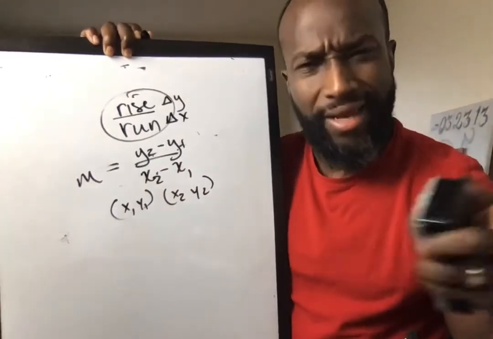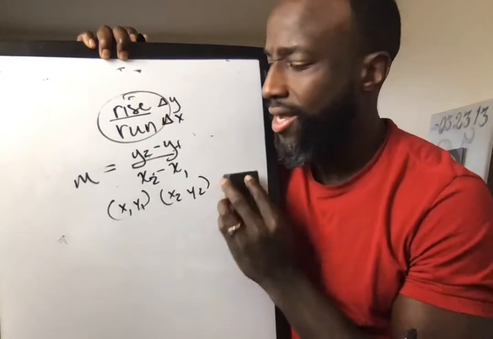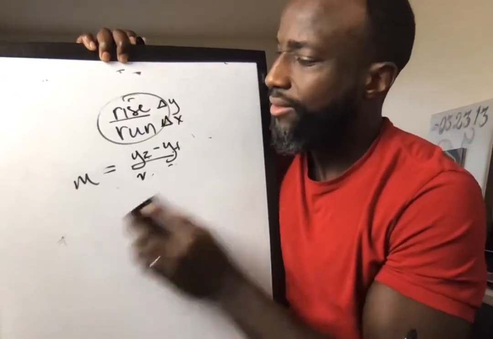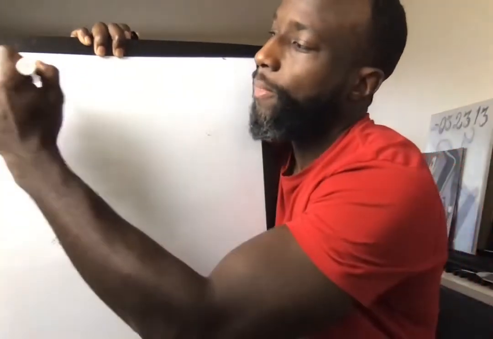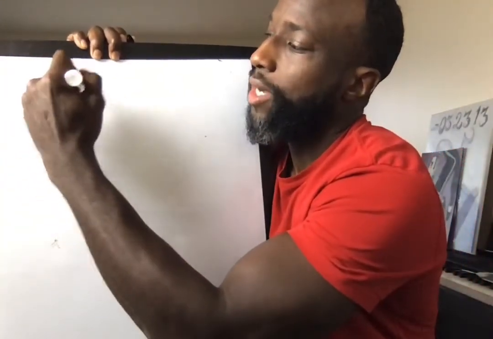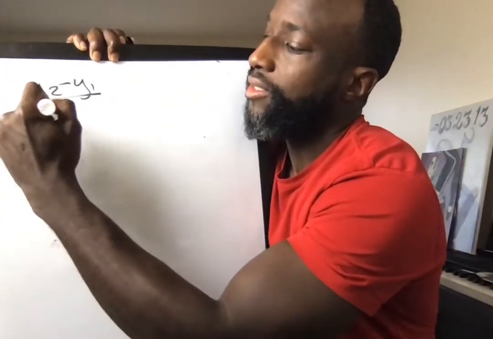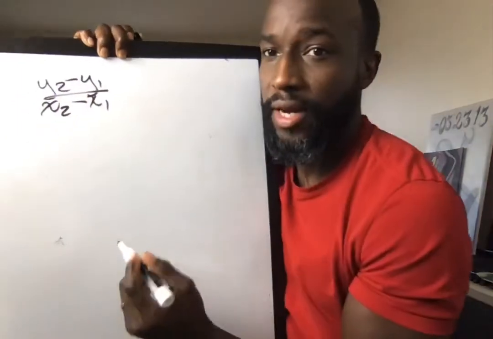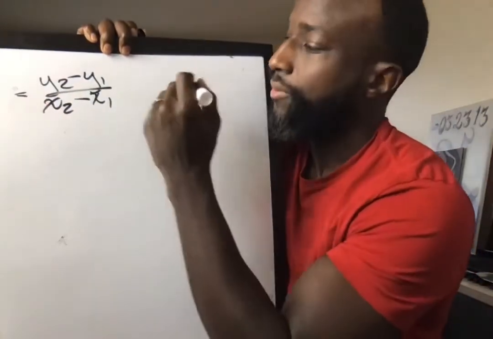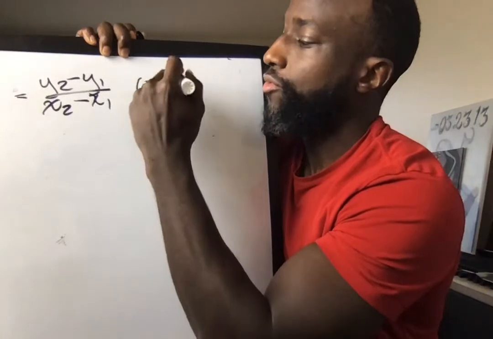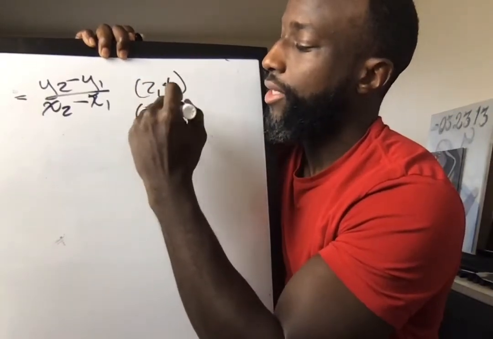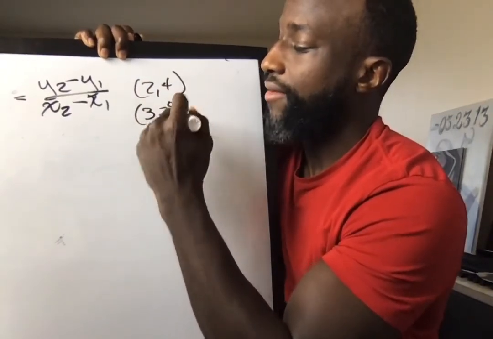All right, so let's actually calculate something. Let's actually find the slope of a line. I'm going to put the slope formula back in this corner here so you can see it. y2 minus y1 over x2 minus x1. So you've got the slope formula here. If I gave you 2 points, so (2, 4) and (3, negative 5).